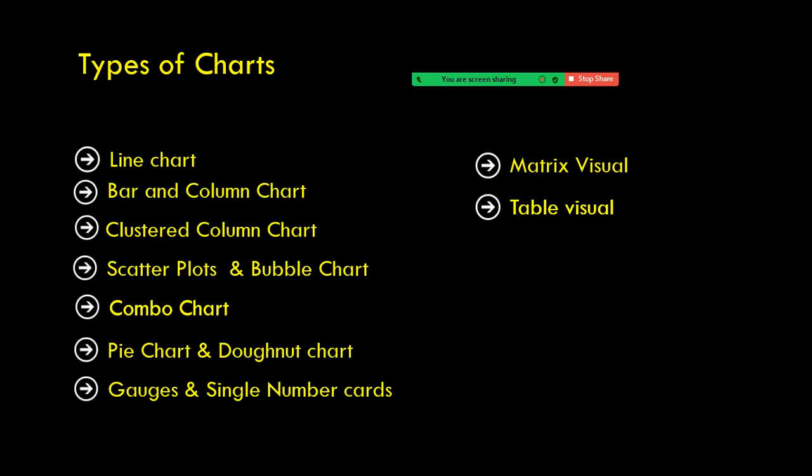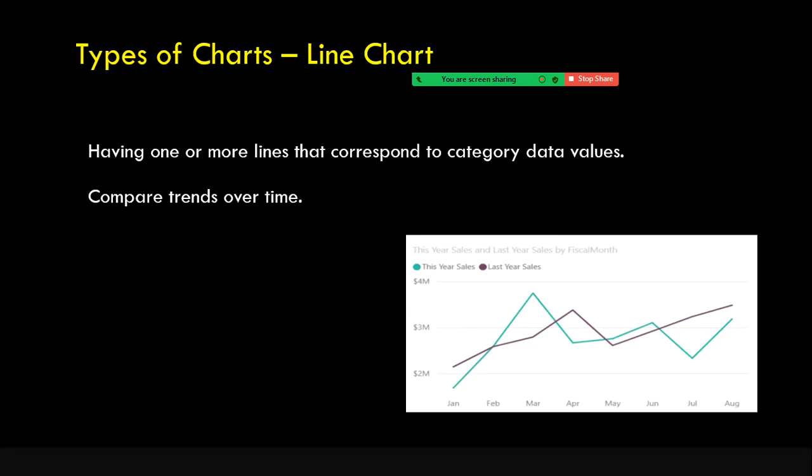There are different types of charts available: line chart, bar chart, column chart, clustered chart. These are the charts available. And what is a line chart? The line chart is one of the commonly used charts. Even in Excel, you might have used it knowingly or unknowingly. The line chart is nothing but a series of data points. See here, a series of data points that are represented by dots and connected by straight lines.